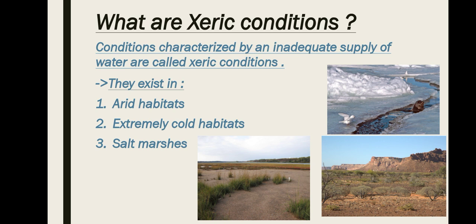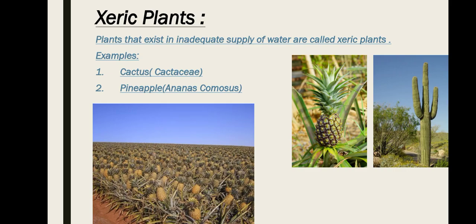Xeric conditions are usually found in arid habitats or deserty areas. They are also found in extremely cold habitats where a large proportion of water is present in solid state and really less proportion of water is present in liquid state. Moreover, the temperature is below 0 degrees Celsius. Xeric conditions are also present in salt marshes.